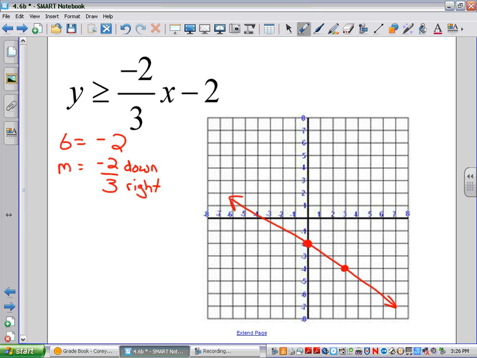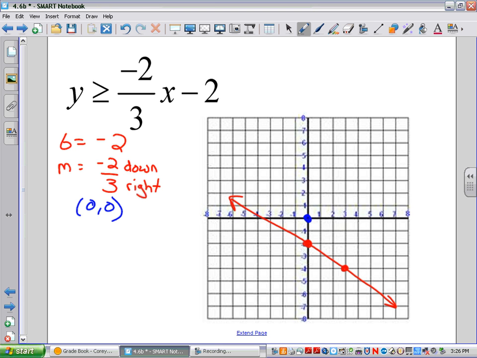Now I'm going to switch colors and do my test point thing and determine which side, either down to the left or up and to the right. I got a 50-50 chance. Which side do I shade? Don't just guess. Let's use a test point 0, 0. I want to mark it right here. So is that side, that blue side, my yes side or my no side?